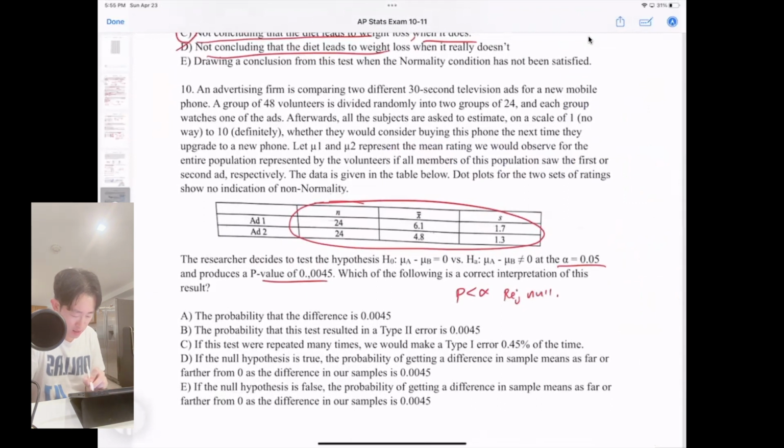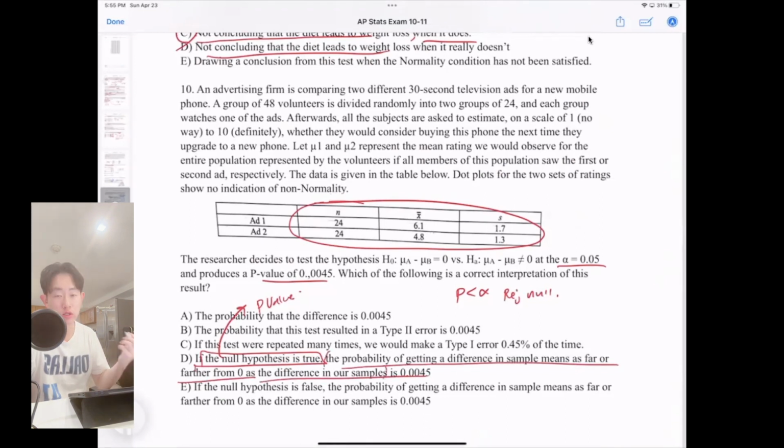If the null hypothesis is true, please note that anytime they ask you to interpret the p-value, what it means is that when the null hypothesis is true, the probability of getting a difference in the sample means as far from 0 as the difference in our samples is 0.0045. This is the context of the alternative hypothesis, because what we're trying to see is if it's different from 0. Your chance of being able to support the alternative hypothesis is 0.0045. So the correct answer here should be D.